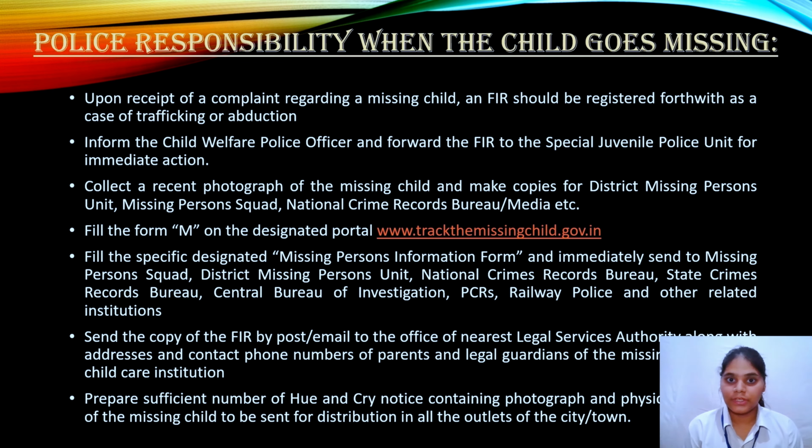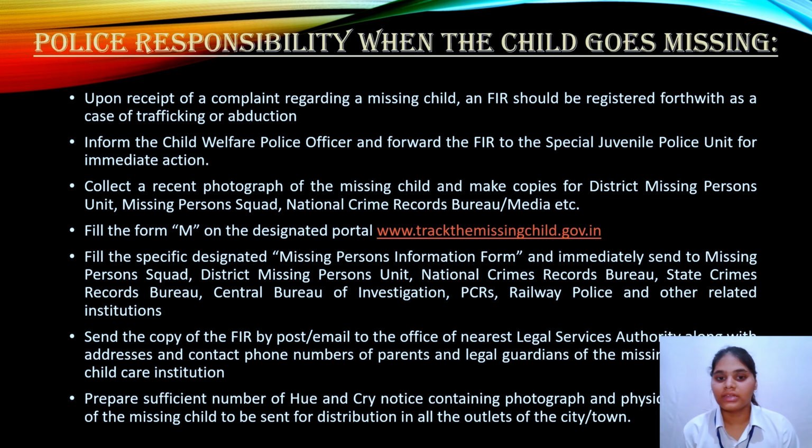What is the police responsibility when a child goes missing? They need to file an FIR and register the case of trafficking or abduction. They need to inform the child welfare police officer, and forward the FIR to the special juvenile police unit. It is a special unit that has been formed for people who are below the age of 18, so they can take immediate action on that case.